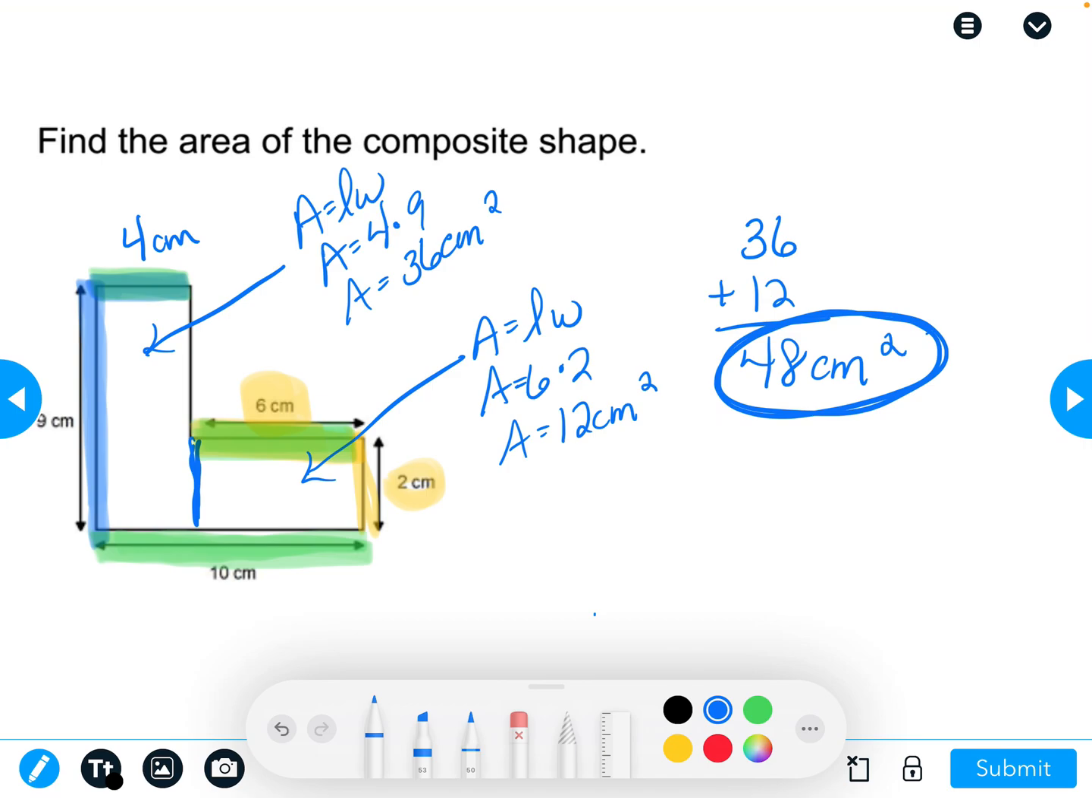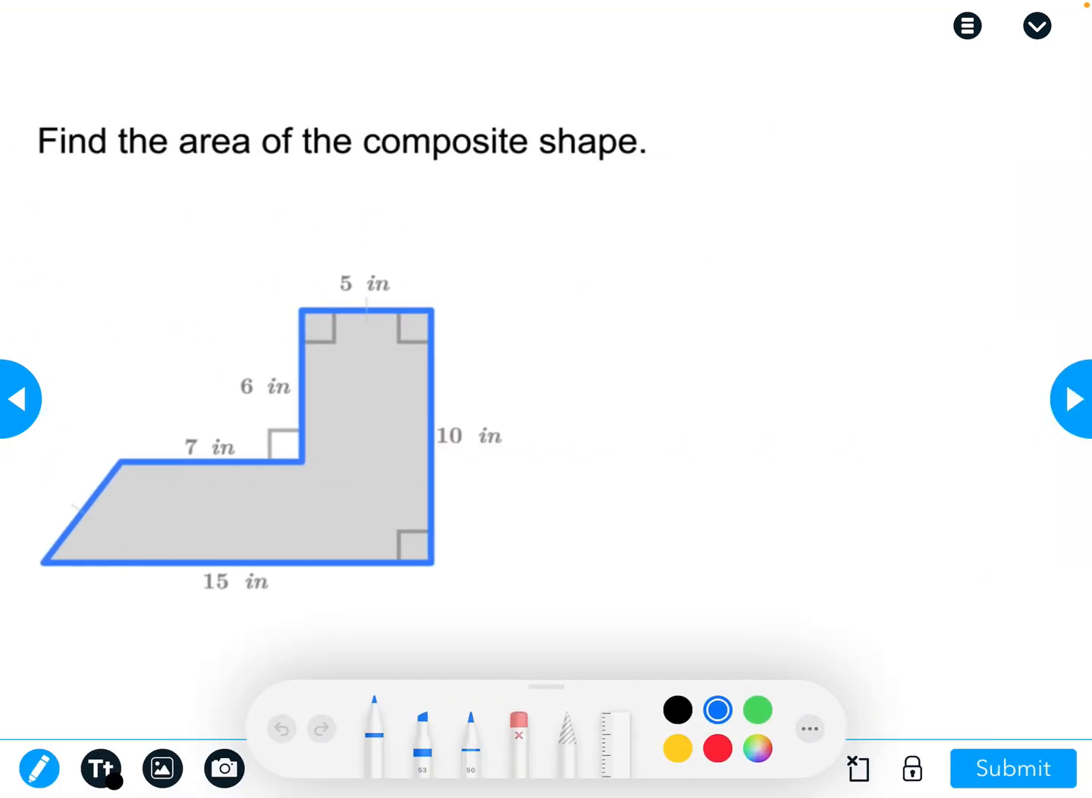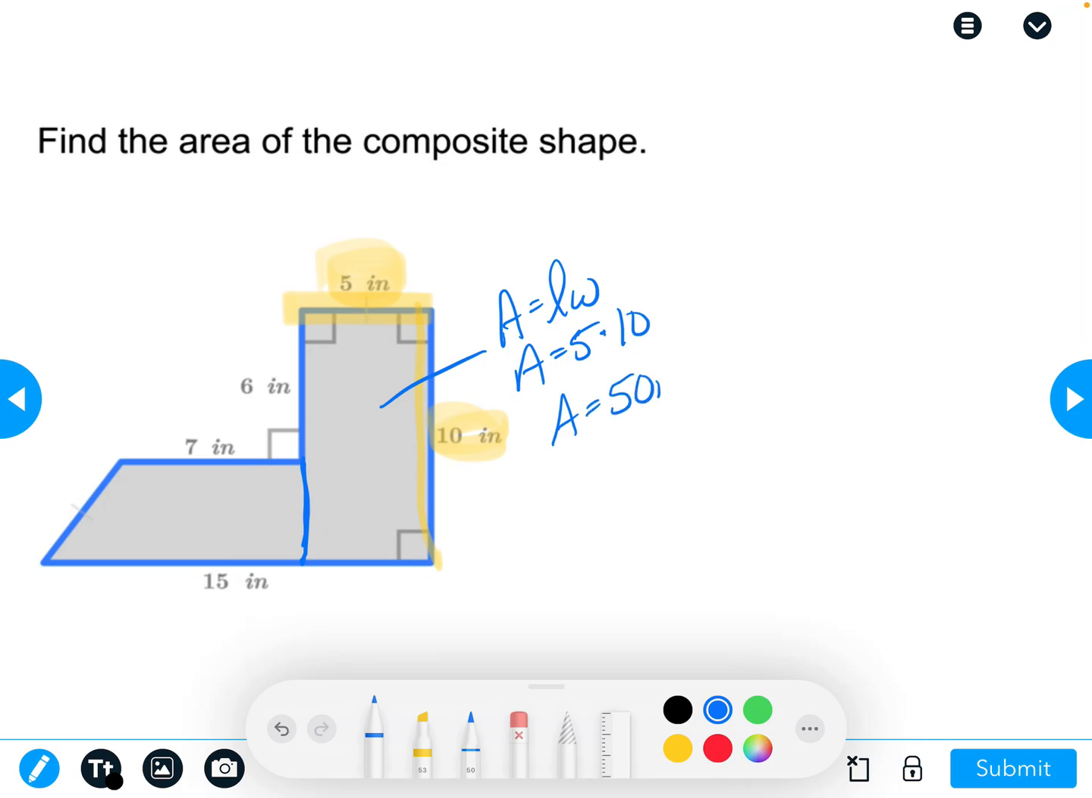Let's get a little trickier with this shape. So on this one, again, there's two different ways you could separate it. We could separate it here and do a rectangle and a trapezoid. Or we could separate it here and again do a rectangle and a trapezoid. I'm going to keep it at this separation. Let's look at the rectangle first. It's easier. We have 5 by 10. So area is equal to length times width. Area equals 5 times 10, which would be 50 square inches.